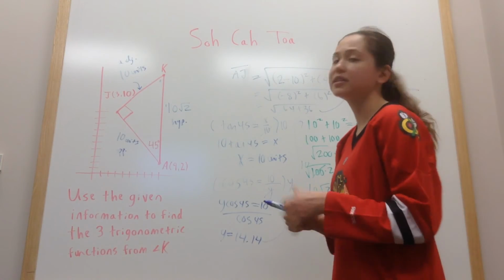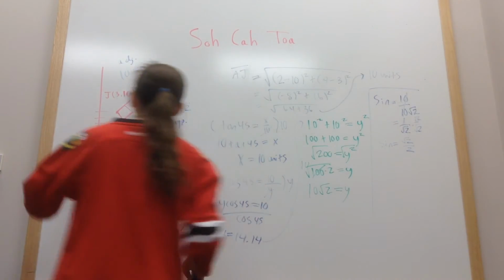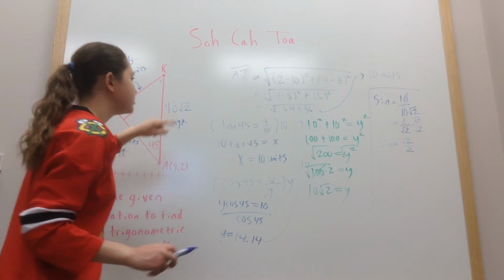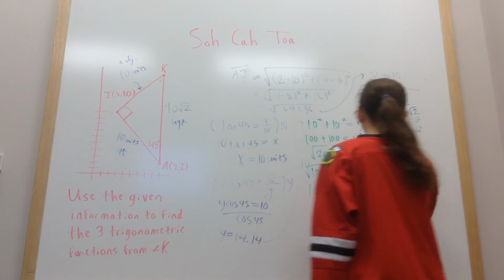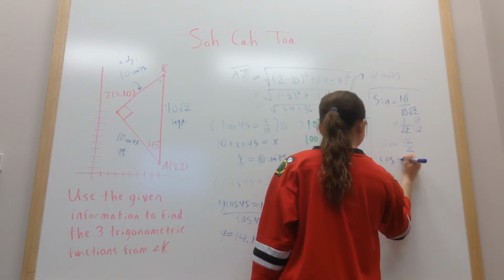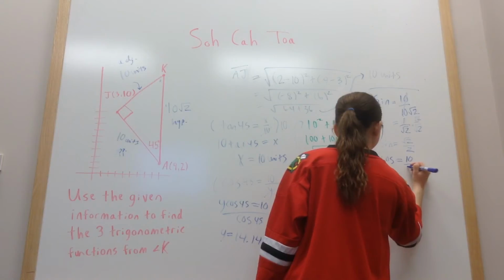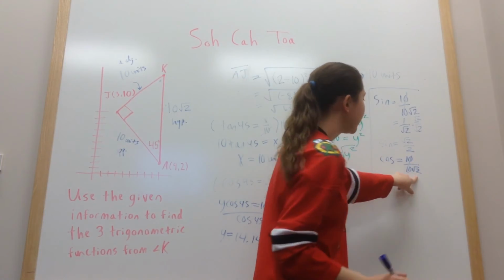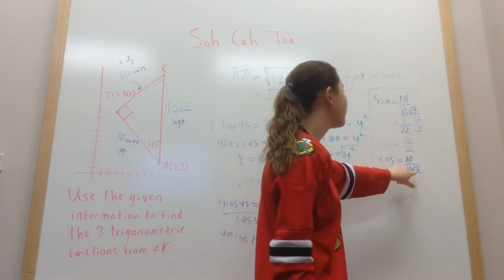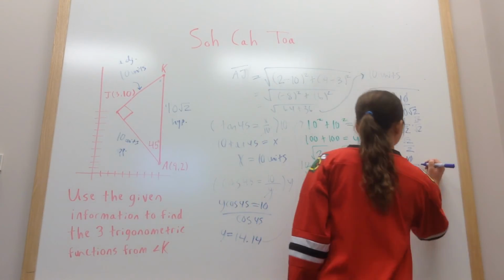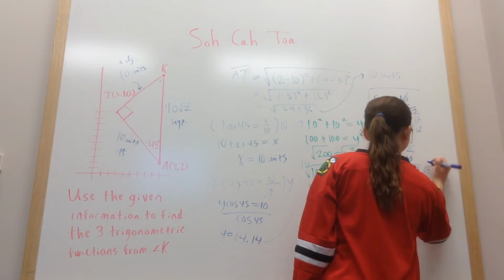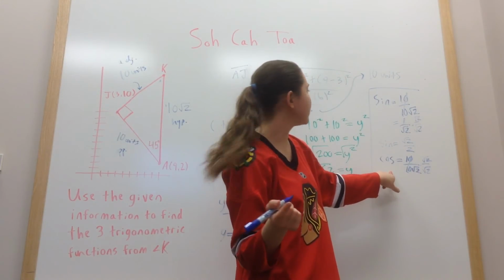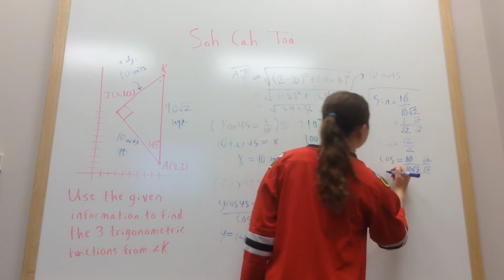For cosine now, it's going to do the same thing. I'm going to take my adjacent over my hypotenuse. So once again, 10 over 10 root 2. Our 10s cancel, and once again, we cannot have a square root in the denominator, so multiply the numerator and denominator by root 2. So my cosine, just like my sine with the same answer, will get me root 2 over 2.